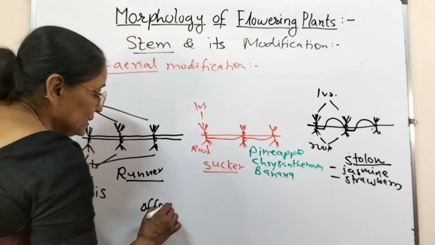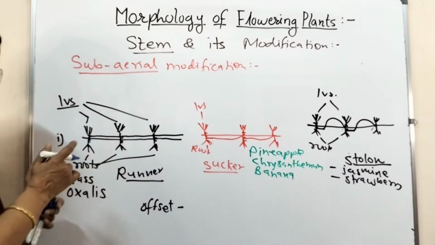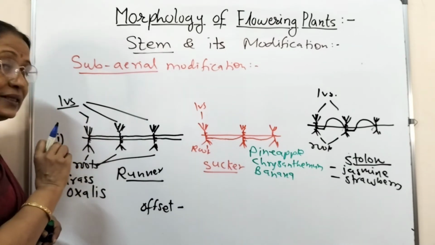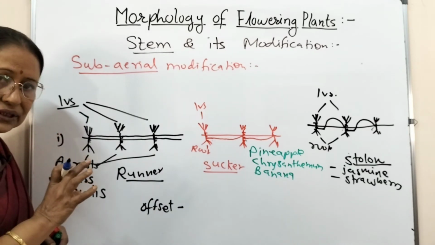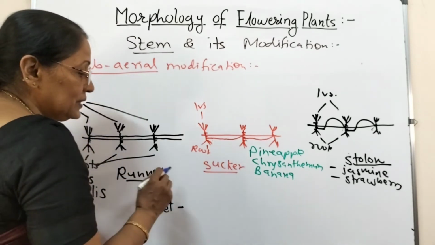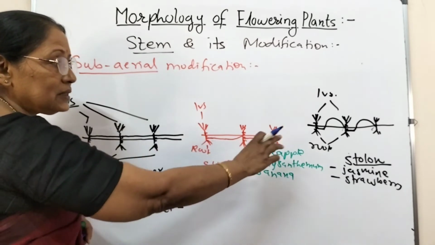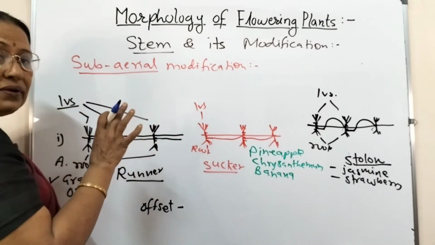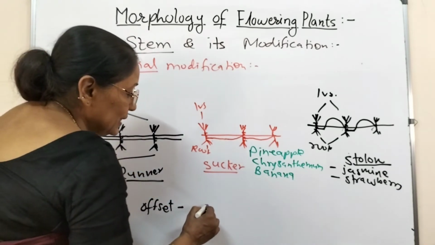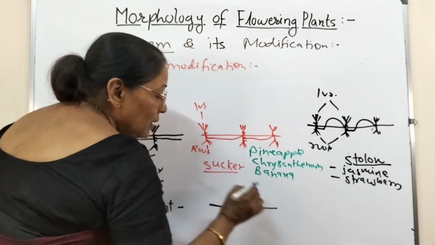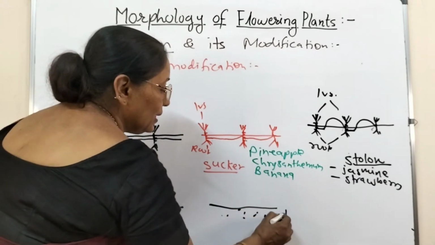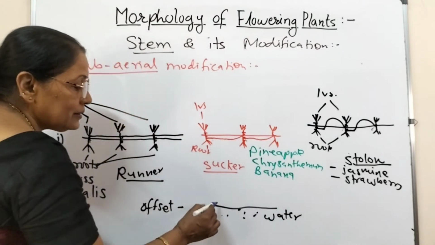The last one is the offset. Let us see what is offset. Offset is also like runner, but it has some differences from runner. Basically the runner structure, with some differences. Let us see what are the differences in case of offset. These three were terrestrial, on the soil. But this offset runs on water surface. So here it is the water, not the soil. This is water, and this is the plant.